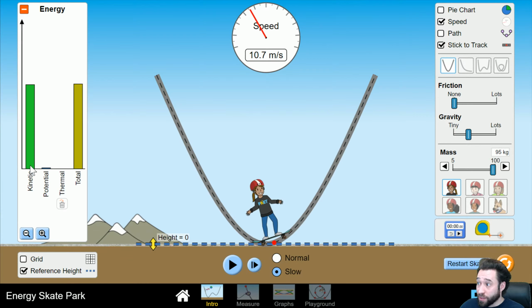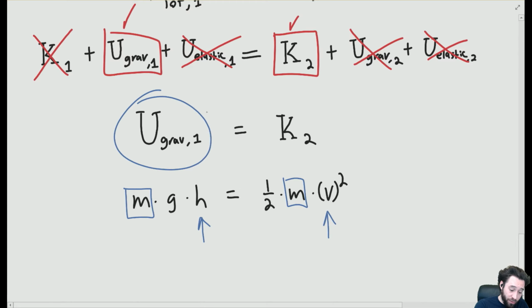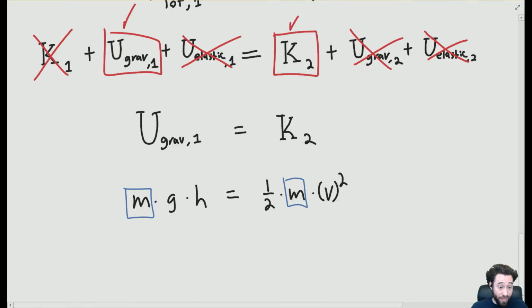But notice that my total energy goes up. Because both gravitational potential and kinetic have mass in their equations, whatever I do to mass, whether increasing or decreasing, it's going to affect both sides the same way. So it doesn't affect the other variables. In other words, mass does not matter.